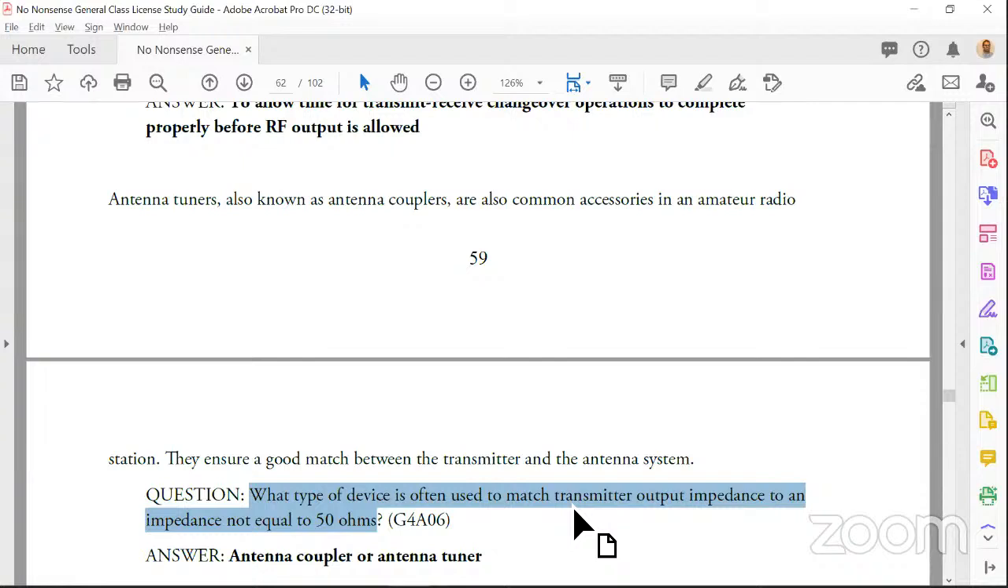I mean, you could go to a dummy load, you could go to other things, in test instruments. But typically, your transmitter or your transceiver is being connected to an antenna. So what they're asking you here, what device do you use to match a transmitter to an antenna? And as we learned ad nauseum in our course during our technician class as well as general class, hams are matchmakers and we use antenna tuners. So that's the answer. Antenna coupler, or also called an antenna tuner.